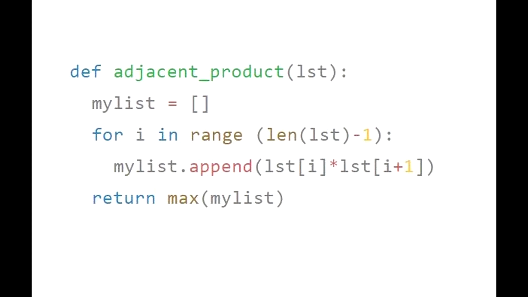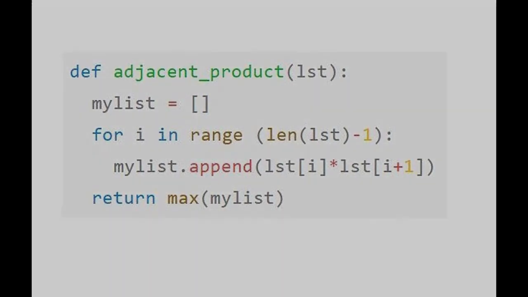This is a very similar concept to that used in our second example, where we iterate through the list I times I plus 1 in an appended new list and then return the largest product.